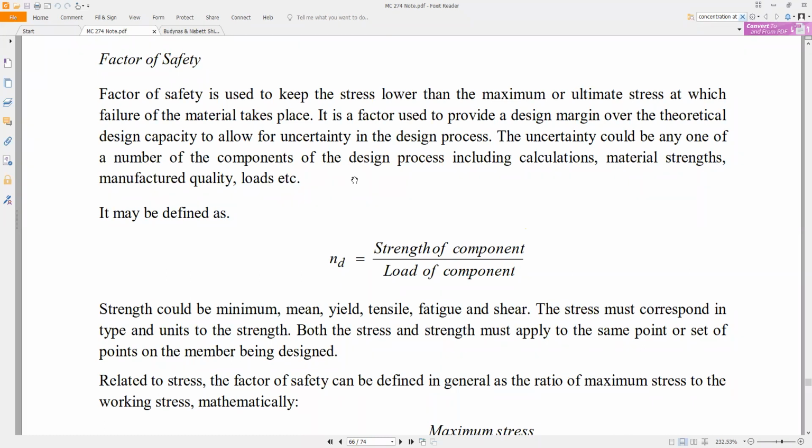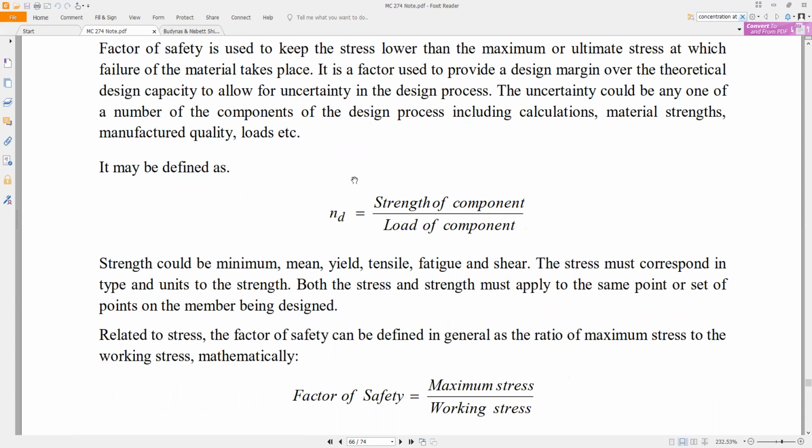And the vehicle you are driving should be able to handle it without failing. So in that case, you make room for that. So in cases where the material is subject to high load, it will still be able to survive. Then the factor of safety may be defined as the strength of the component divided by the load of the component. Okay, the strength of the component over load of the component.